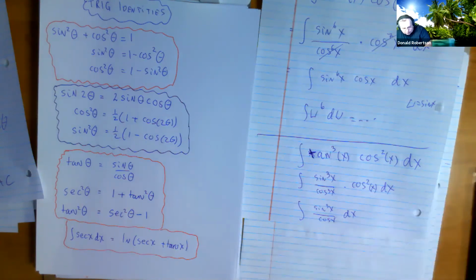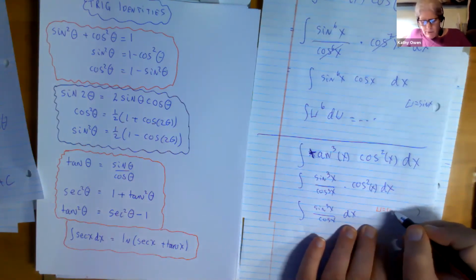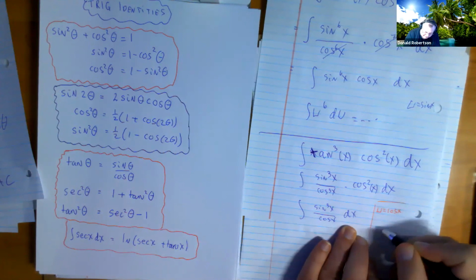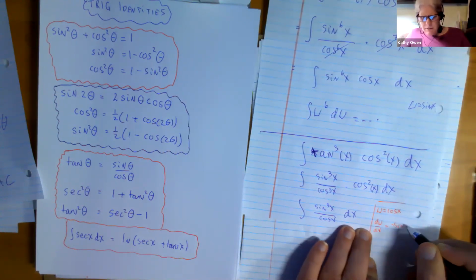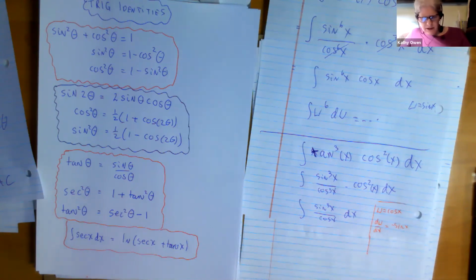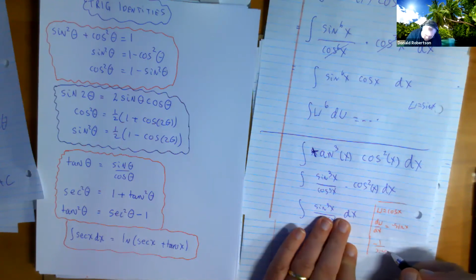Although it's new, it's not going to use a new technique. It's going to use a U-sub. Who's the U-sub going to be now? Cosine. Great. Why did you pick that? Agreed. So here we go.